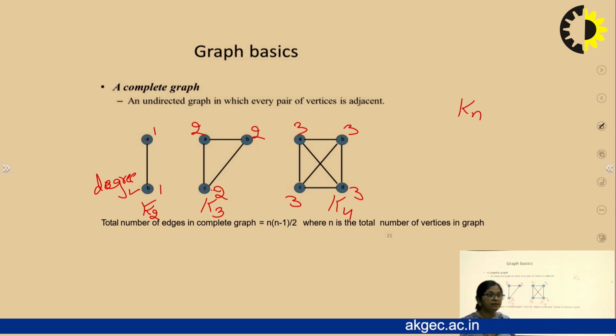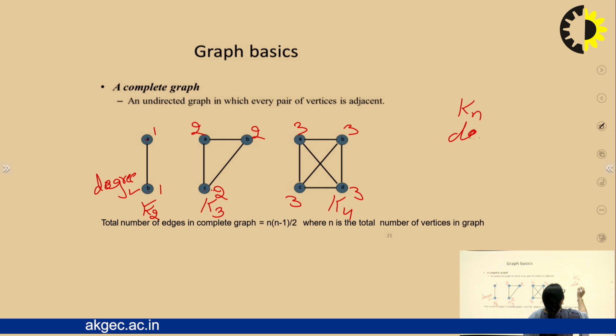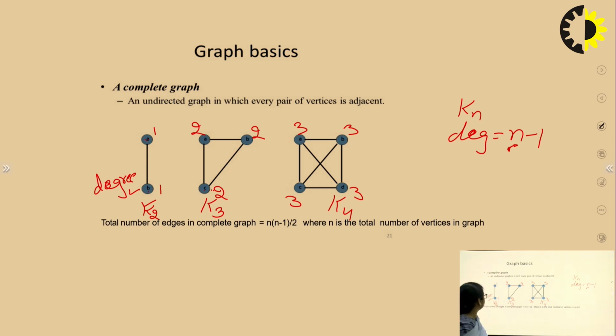So what does it mean? It means one vertex will be connected to the other n minus 1 vertices. What does it mean? It means the degree of each vertex is n minus 1. Degree of each vertex is n minus 1.